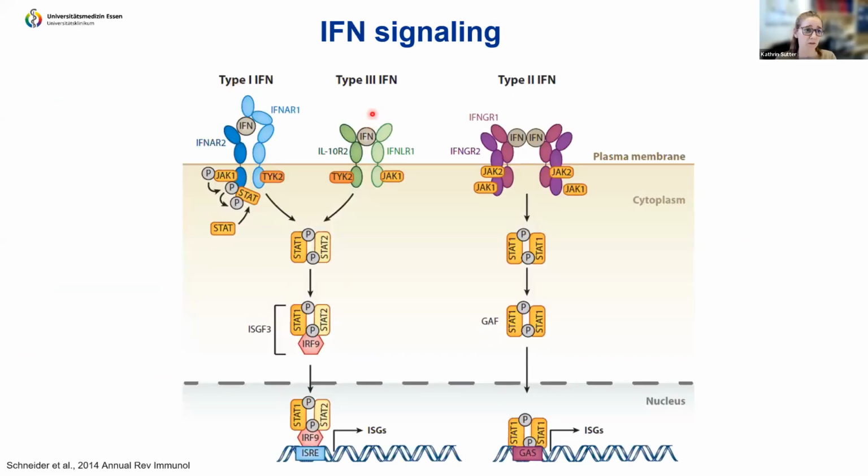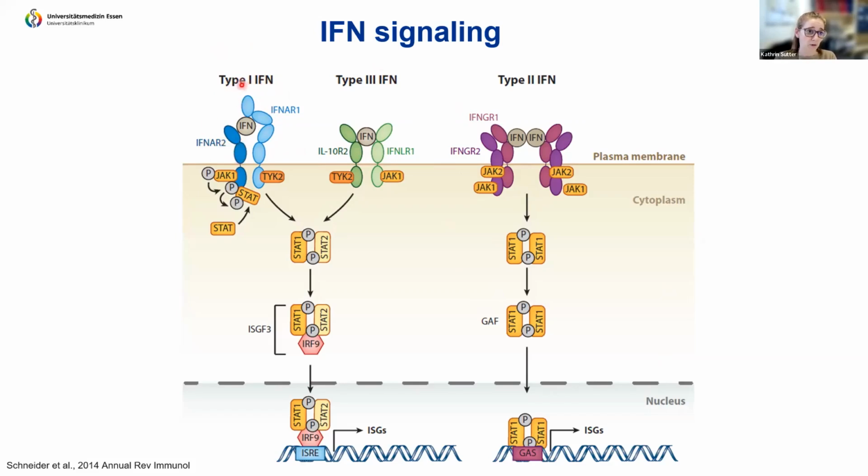And this is how the signaling looks. We have here again these three different types of interferon, type 1, type 3, and type 2. You see that the type 2 signaling pathway is completely distinct from the others, whereas type 1 and type 3 interferons share the same downstream signaling pathway, but have different receptors on the surface. And one big difference between these two is the expression of the receptors.